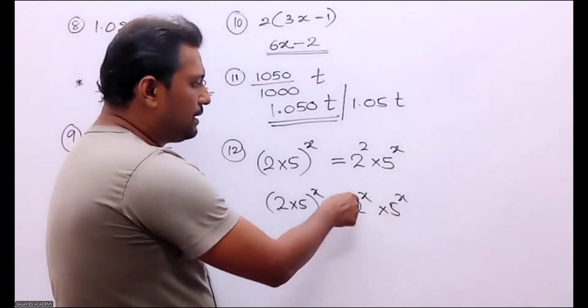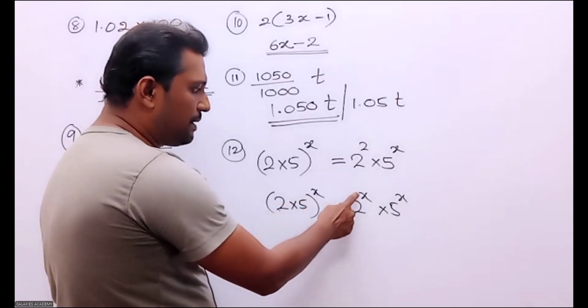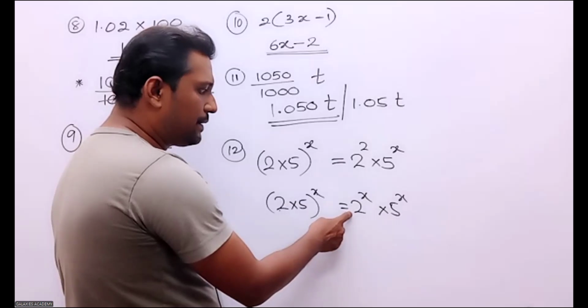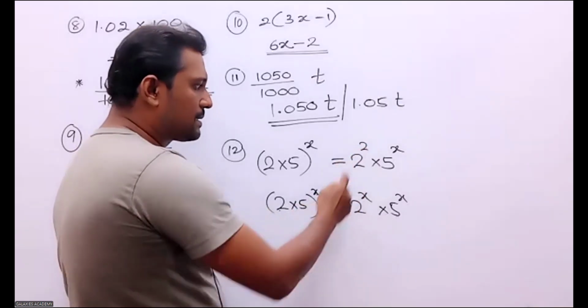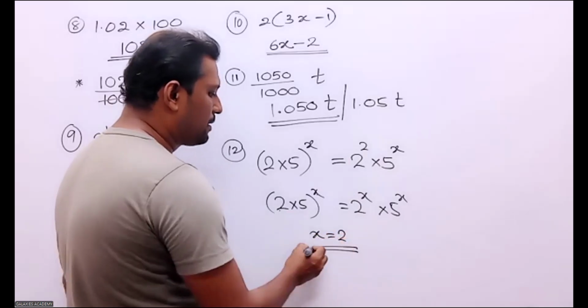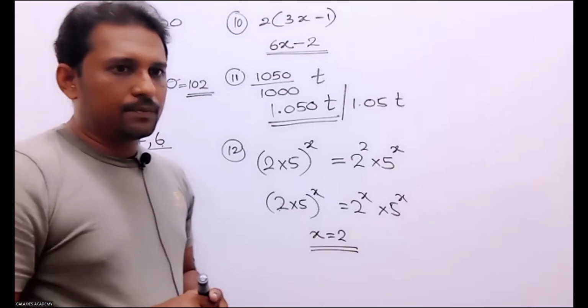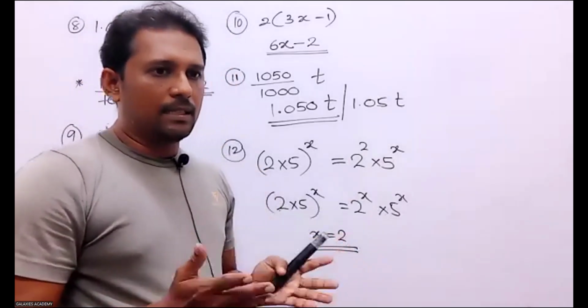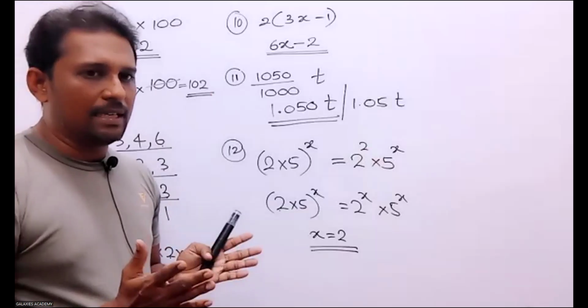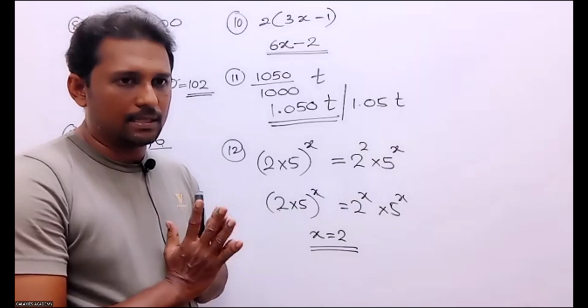Then you compare these two. This one 2 to the power 2, 2 to the power x, bases are equal. So what is the value of x? X should be 2. If the two powers are equal, and also the bases are equal, the indices of them should be equal.